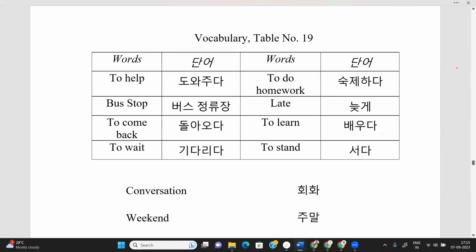Next one is vocabulary. To help, 도와주다. 버스 정류장. To come back, 돌아오다. To wait, 기다리다. To do homework, 숙제하다. Late, 늦게. To learn, 배우다. To stand, 서다.